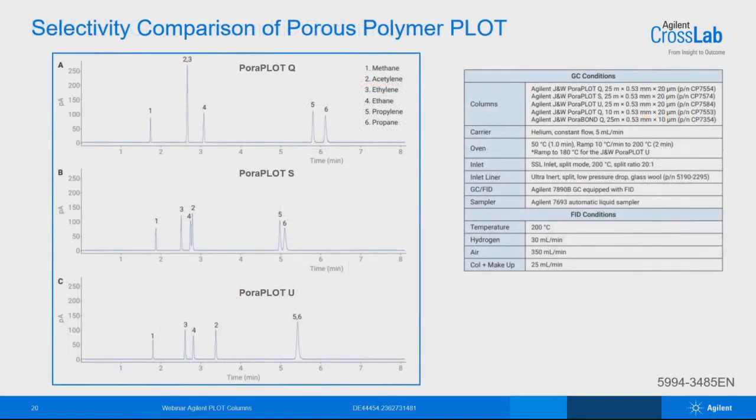This is an interesting overview of the selectivity of the three PLOT polarities, Q, S and U. We're analyzing C1 to C3 isomers. On the Q version, ethane and ethylene are well separated, as well as the propane-propylene pair. Acetylene coelutes with ethylene. On the polar end of the spectrum is PoraPLOT U. Good separation of the C2 isomers, but unfortunately propane and propylene now coelute. The S version sits right in the middle with its selectivity. The separation of propane-propylene is just not as good as on the Q.